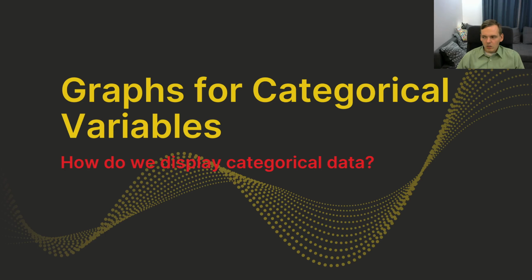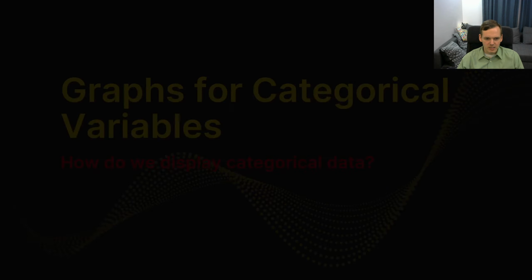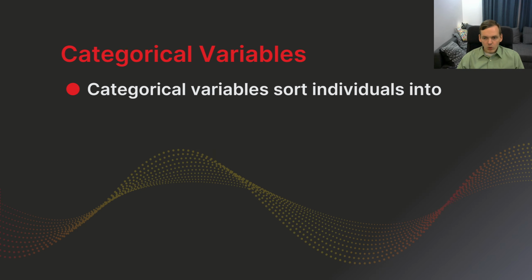This video is going to look at graphs for categorical variables or categorical data. How do we display that or kind of make sense of it? So recall that categorical variables sort individuals into categories.